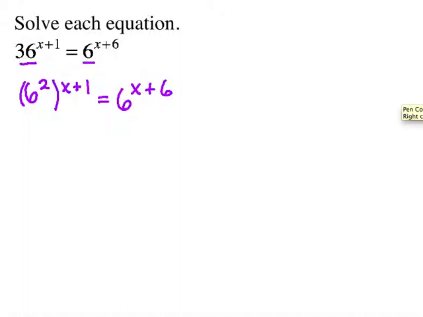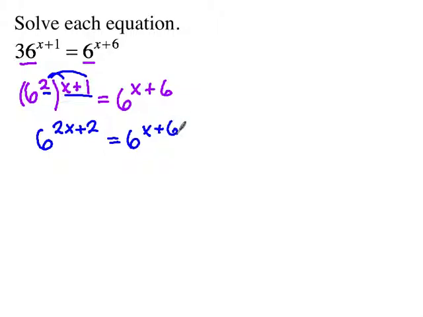Now, do we remember the rule? What happens when I have a power to a power? What do I do with those two things? Distribute, yep, multiply. So I'm going to take that 2, and I'm going to take that times both the x and the 1. And what does my exponent now become? 2x plus 2. And that's going to equal 6 to the x plus sixth power. Now remember what that first slide said. If they have the same base, what can I do with the exponents? Make them equal. So basically, I get 2x plus 2 to equal x plus 6. And that's just a basic equation that I can solve.